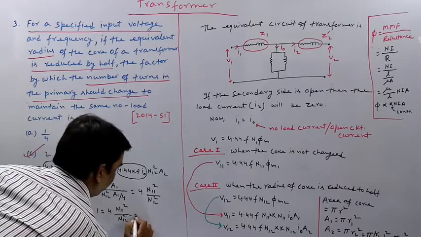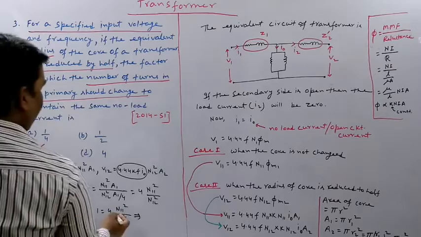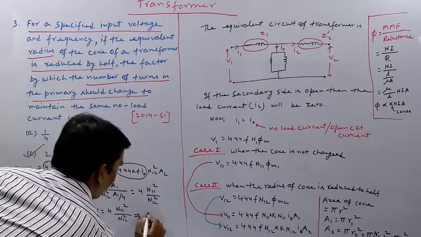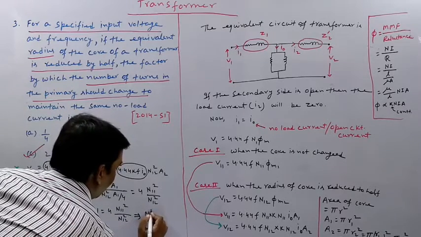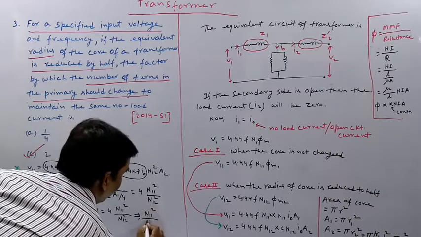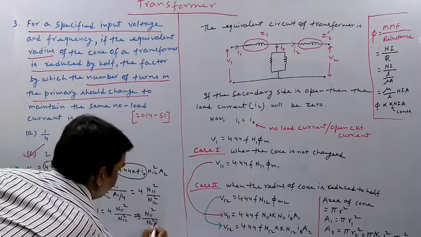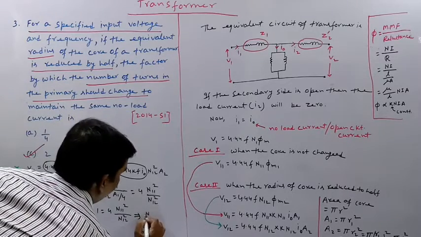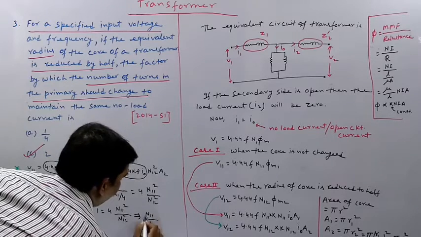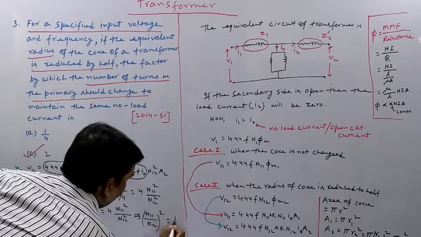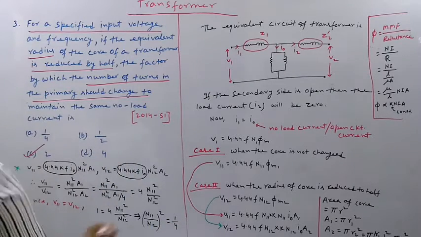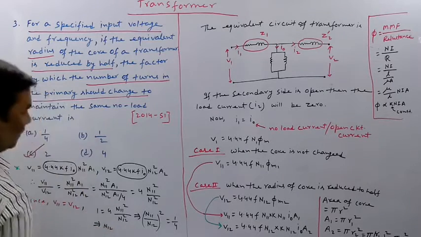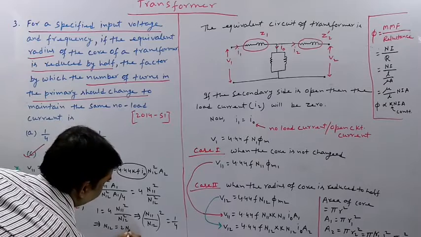So from here we can write N11 square by N12 square, or we can write N11 by N12, this whole square is equal to 1 by 4. So it will give N12 nothing but 2 into N11.